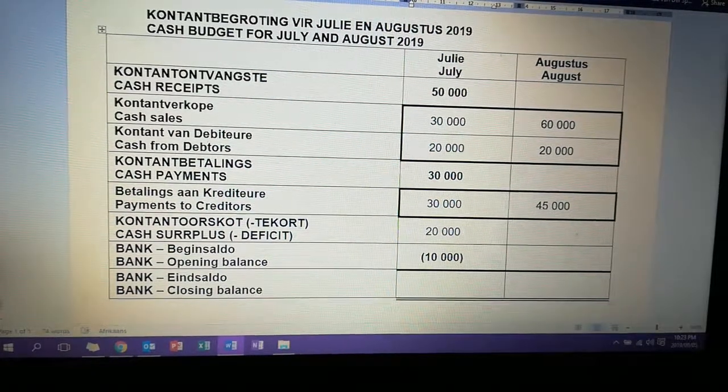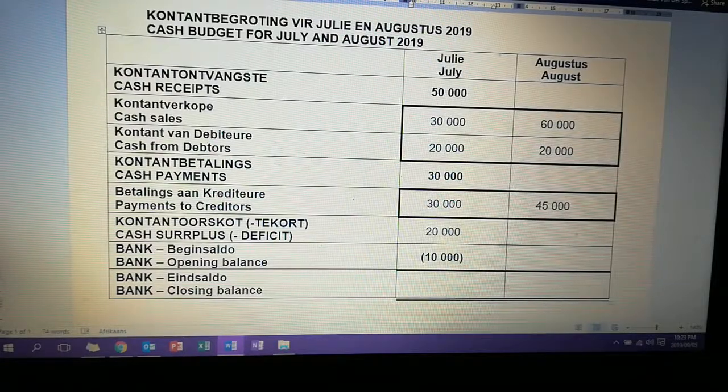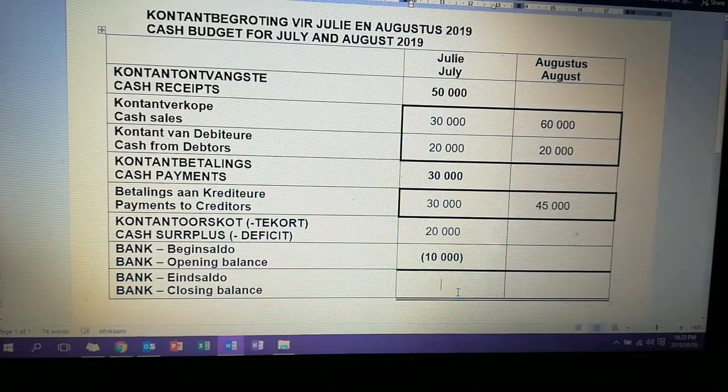Alright, so now you can see that they gave us the opening balance of July. So on the 1st of July, our bank balance was 10,000 rand as an overdraft. Alright, so we used some of the bank's money. So therefore, my surplus will decrease with 10,000 rand. So I actually just have 10,000 rand.